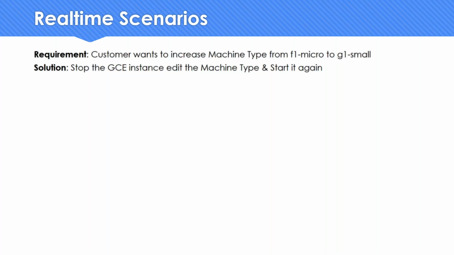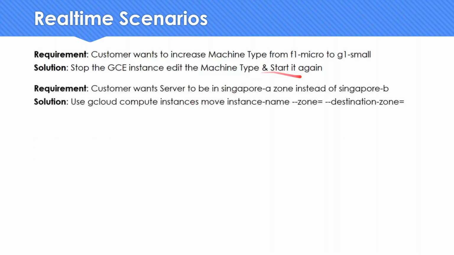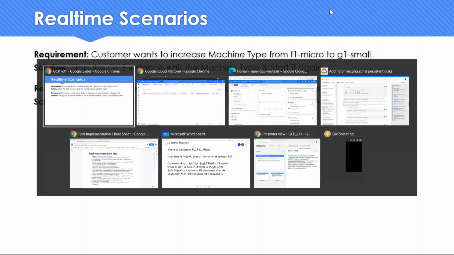Now, everybody who has worked with a customer will definitely know customer requirements keep on changing. A few things could be for good reason, and a few things they are exploring. So they want us to make those changes continuously. Let's see what the next requirement the customer has. The next requirement is they want to move the server from Singapore A zone to Singapore B zone. Why? Anybody can comment why they want to change from one zone to another zone.